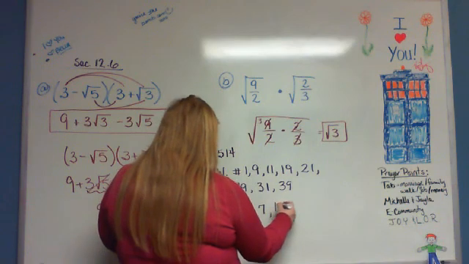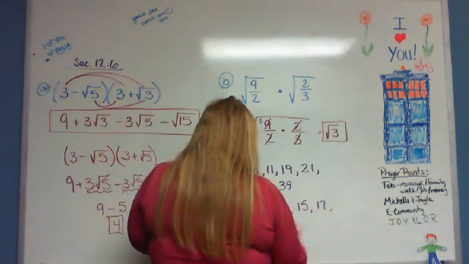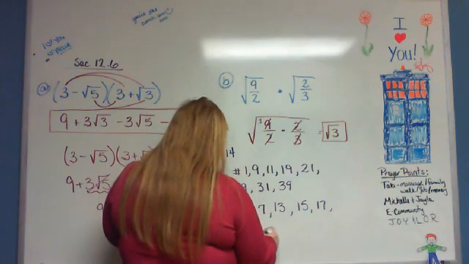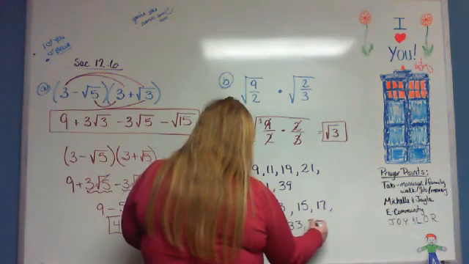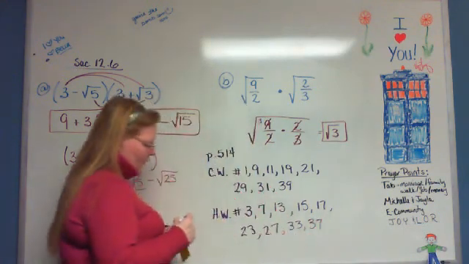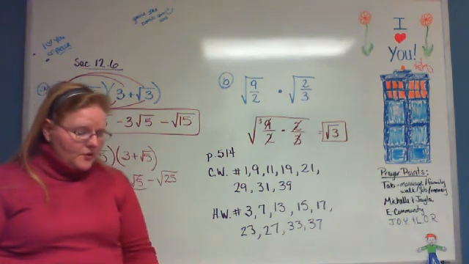Numbers 3, 7, 13, 15, 17, 23, 27, 33, and 37. Don't make those careless errors. They'll rob your time like crazy.